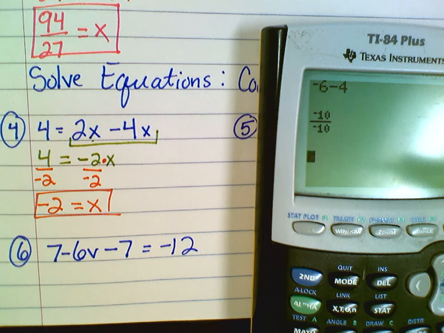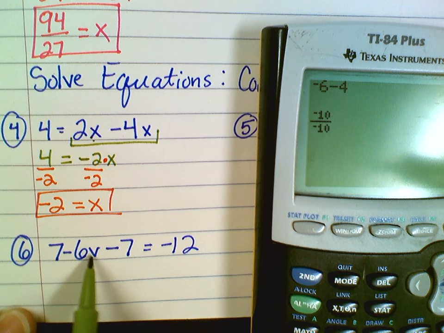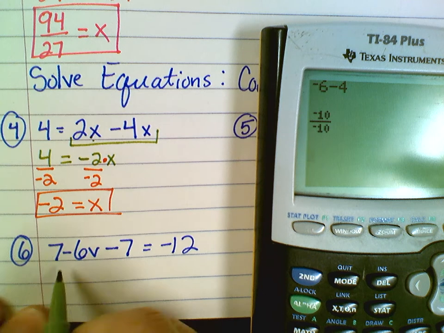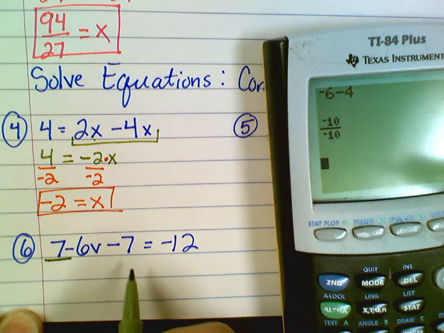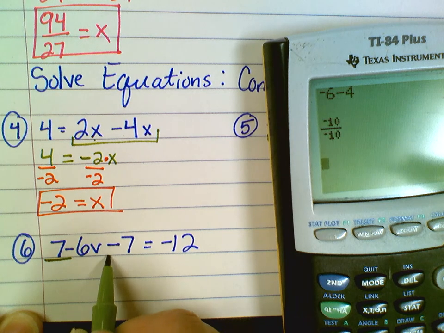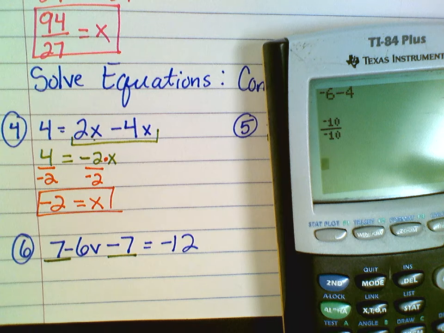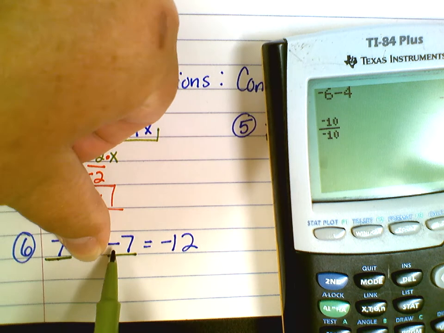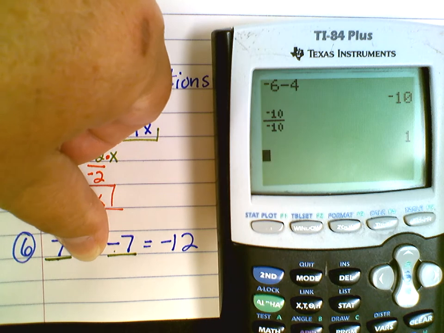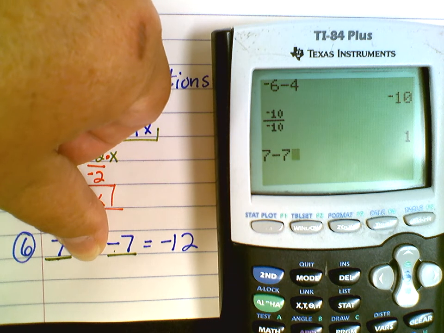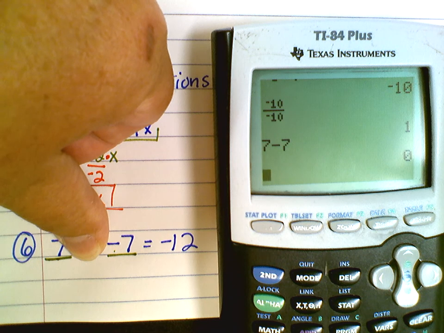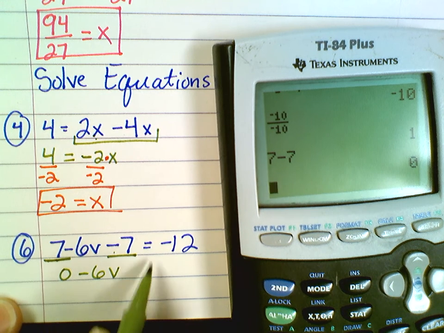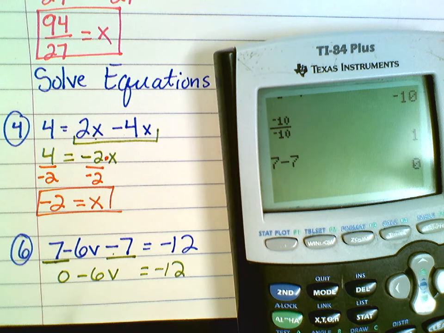Last equation. I'm looking for my like terms. I have a v here, but I do not have another v. So what I notice is I have a number or a constant here and here. So these are my like terms. So I'm looking at it kind of like that. I see 7 minus 7, and that's what I'm going to type into my calculator. And I get 0. So that's a 0 minus 6v equals -12.